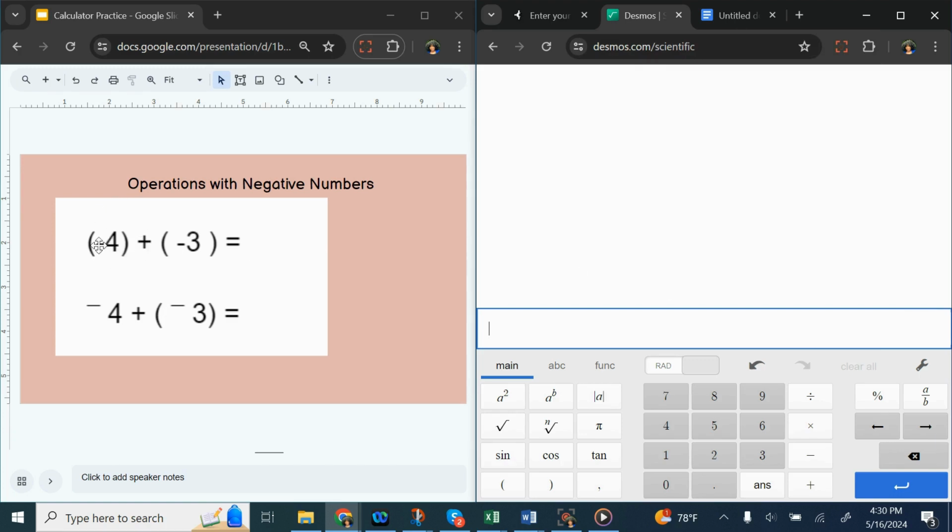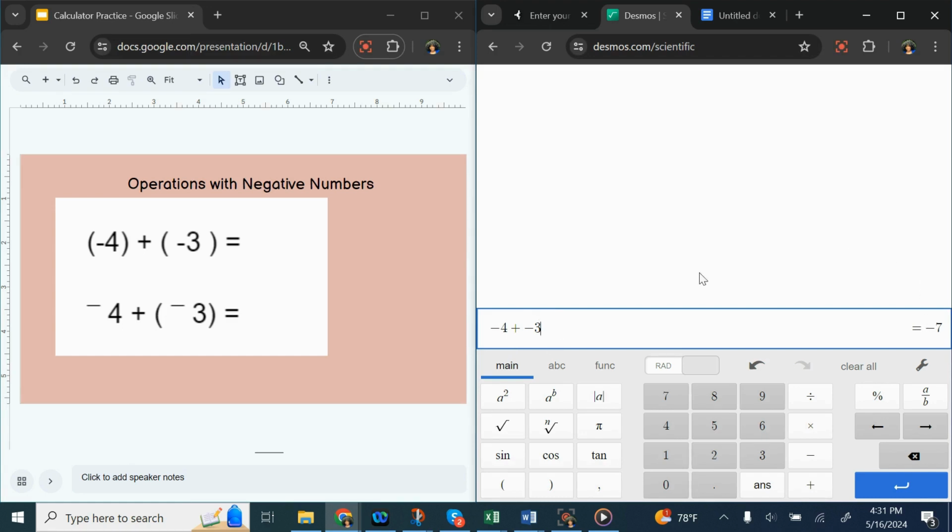Let's do negative 4 plus negative 3. So again, if we want to type in a negative, we're going to go over here to our minus sign, and we're going to click negative 4, and then type in plus negative 3. And our answer is negative 7. And this makes sense, right? Because we're starting with a negative number and we're just adding more negatives to it. So it just becomes more negative.